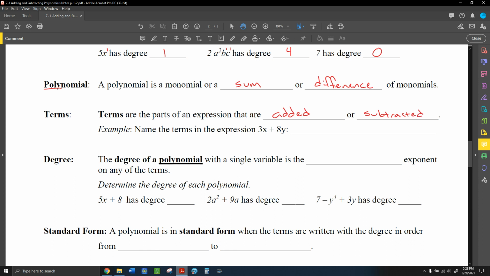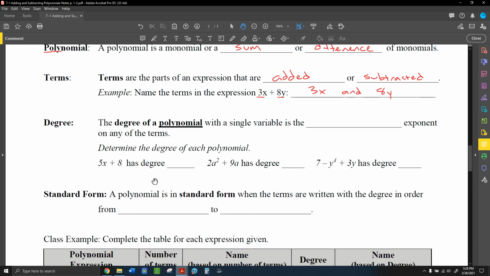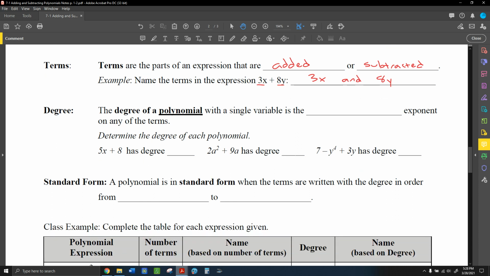An example, if we have 3x plus 8y, we have two terms in this case. We have both 3x and 8y. These two are being added together, so each of these are terms. The degree of a polynomial with a single variable is the highest exponent on any of the terms.